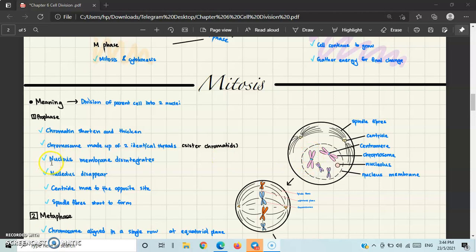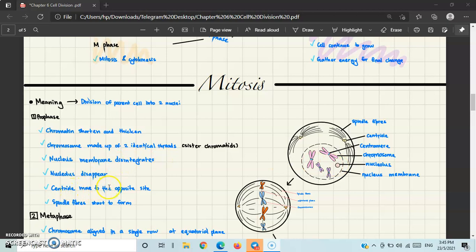And then what happened to the nuclear membrane here? The nuclear membrane disintegrates. Disintegrate maksudnya apa? Dia akan hilang, dia akan breakdown. Nucleolus disappears. Dia akan hilang.